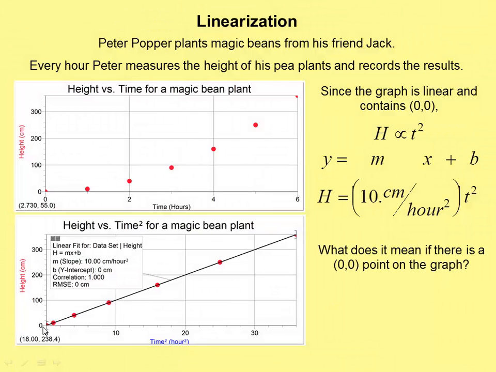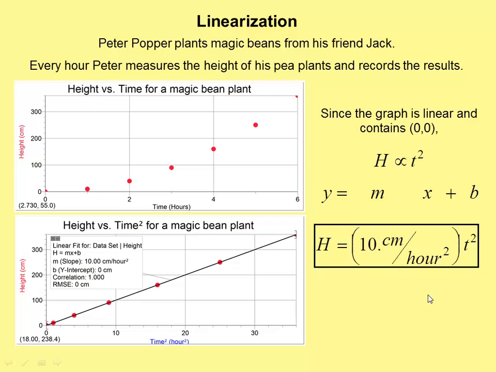So what does it mean that there's a 0, 0 point? Well, it means that when time squared is 0, the height is 0. Certainly that makes logical sense. You plant a seed, right? It doesn't have any height originally. So at 0 hours, you get 0 centimeters. So we don't have to add a 0. It's the additive identity, and there's our math model.